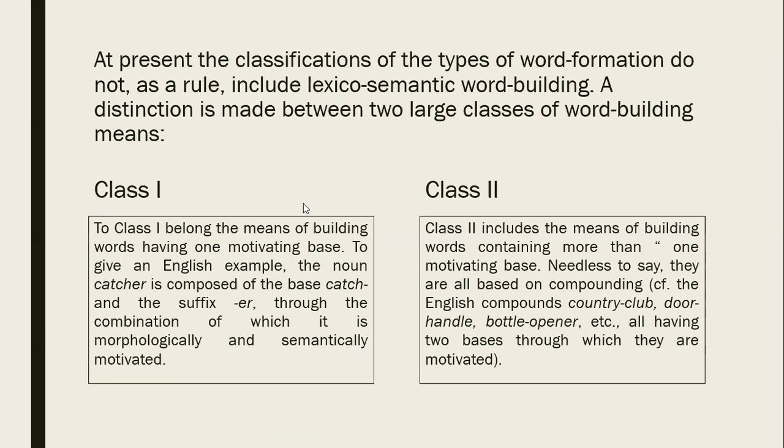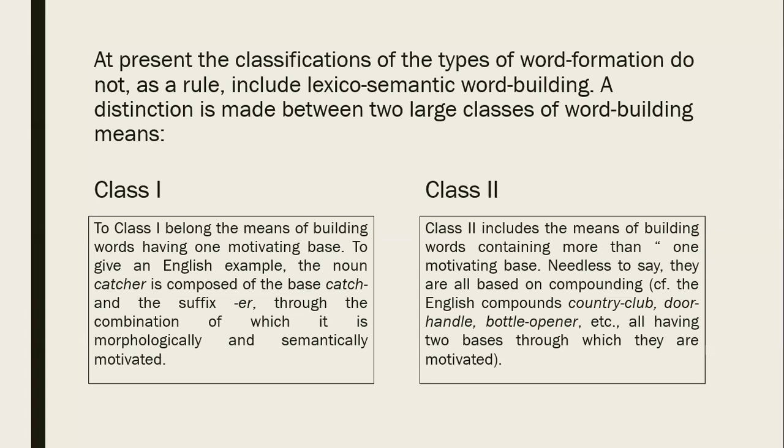At present, the classification of the types of word formation does not, as a rule, include lexicosemantic word building. A distinction is made between two large classes of word building means. To the first class belong the means of building words having one motivating base. To give an English example, the noun catcher is composed of the base catch and the suffix -er, through the combination of which it is morphologically and semantically motivated.